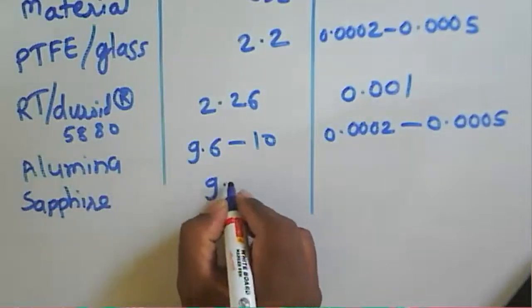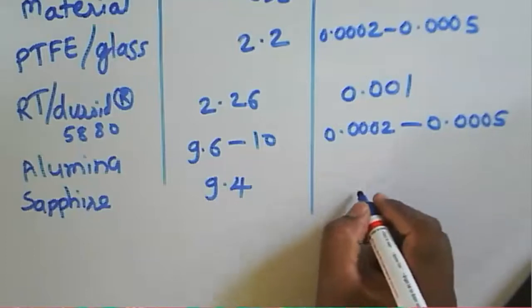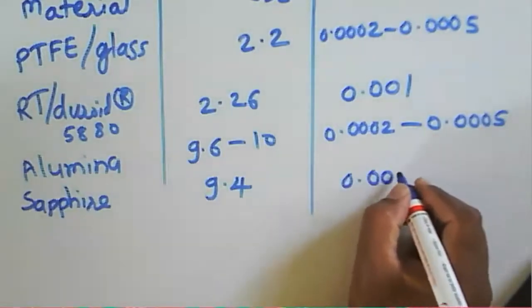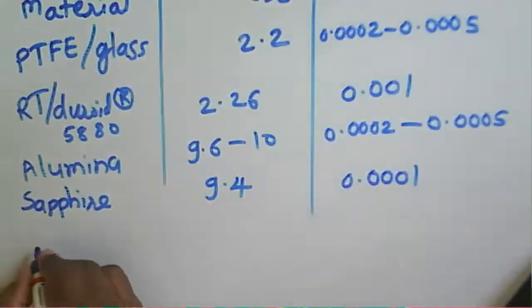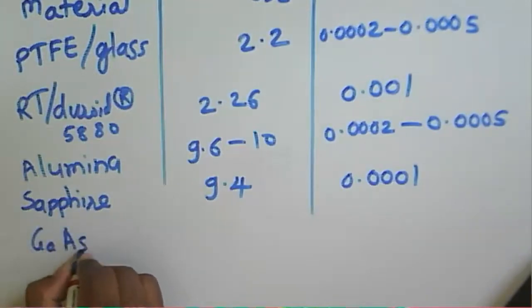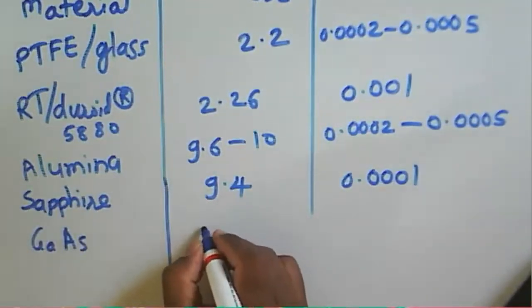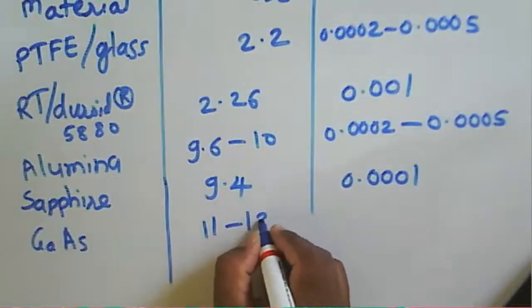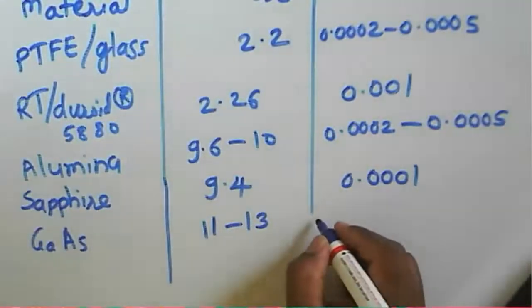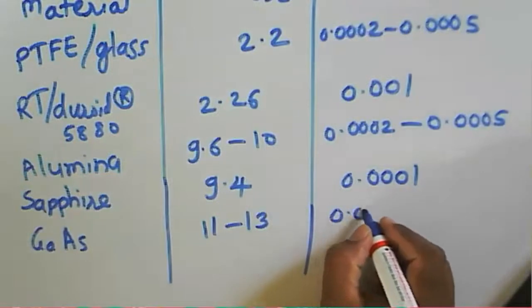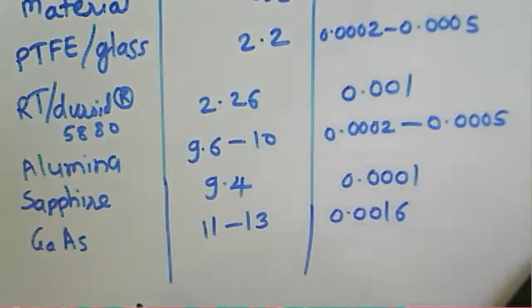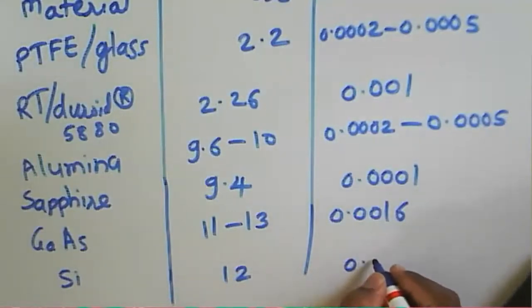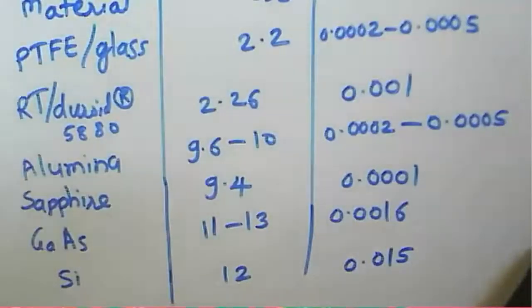So it has epsilon R 9.4 and tan delta 0.0001. Then gallium arsenide has epsilon R in between that 11 to 13 value, and a tan delta of about 0.016. And a silicon one has epsilon R 12 and tan delta 0.015.